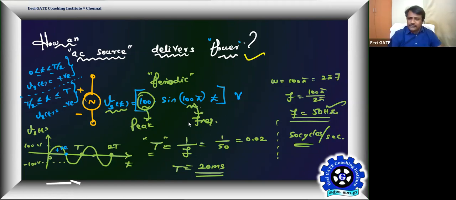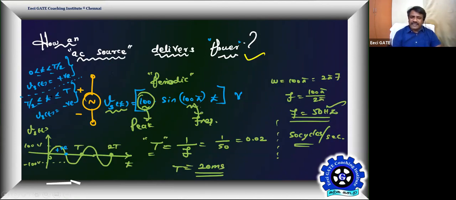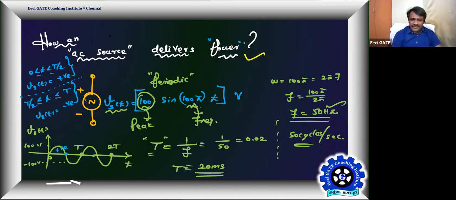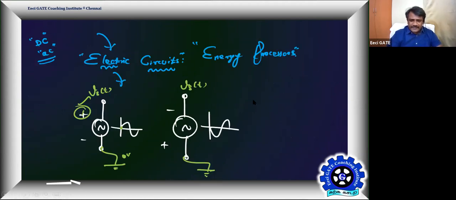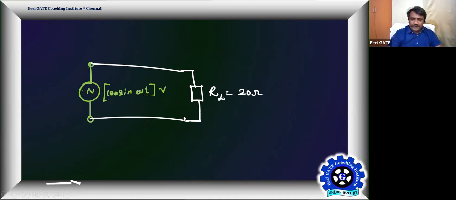Let me continue. The important understanding here is that irrespective of the cycle, the source is delivering power. It is always delivering energy. Anyone having doubts in this understanding? Hope it is clear. So it is capable of delivering power and energy throughout this period. This is what we need to believe first in an AC source.